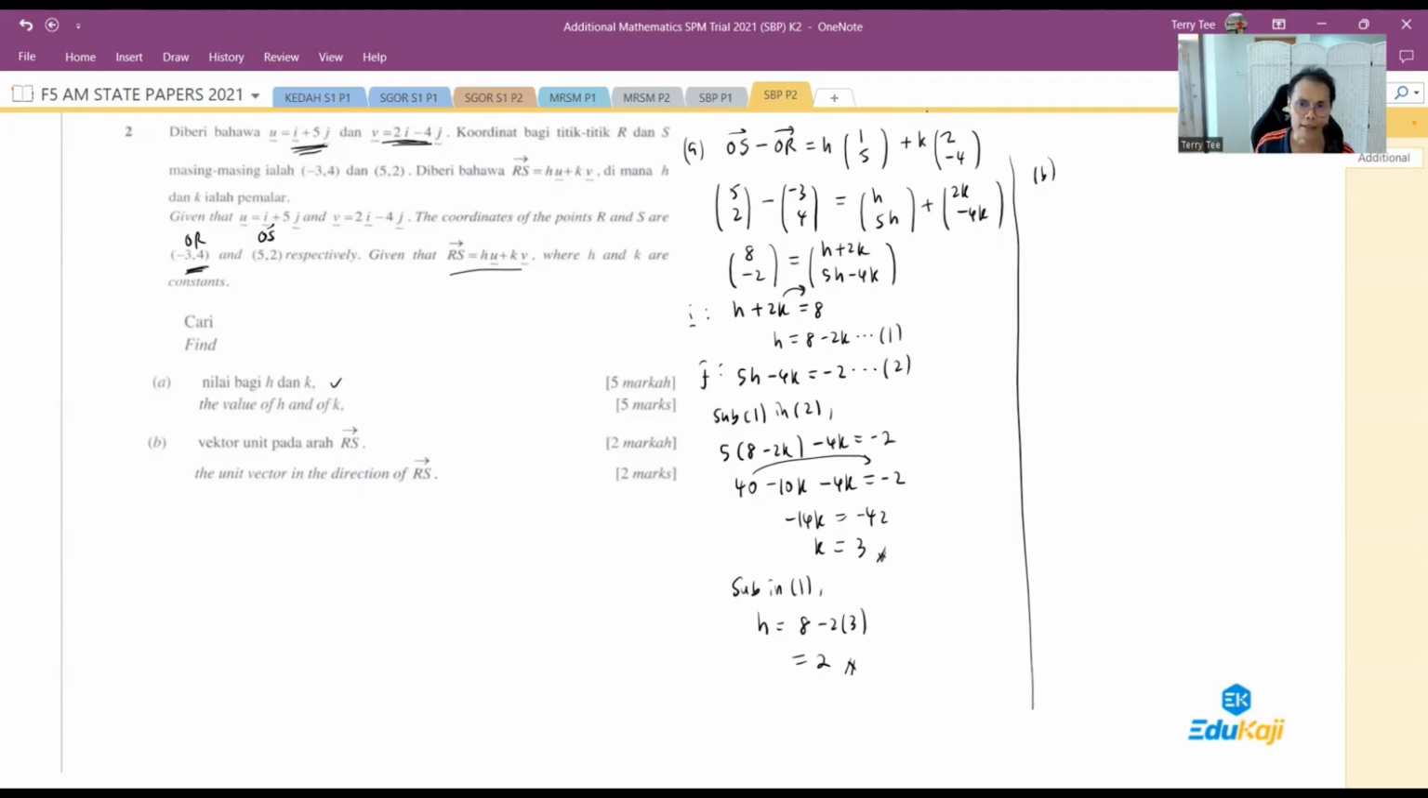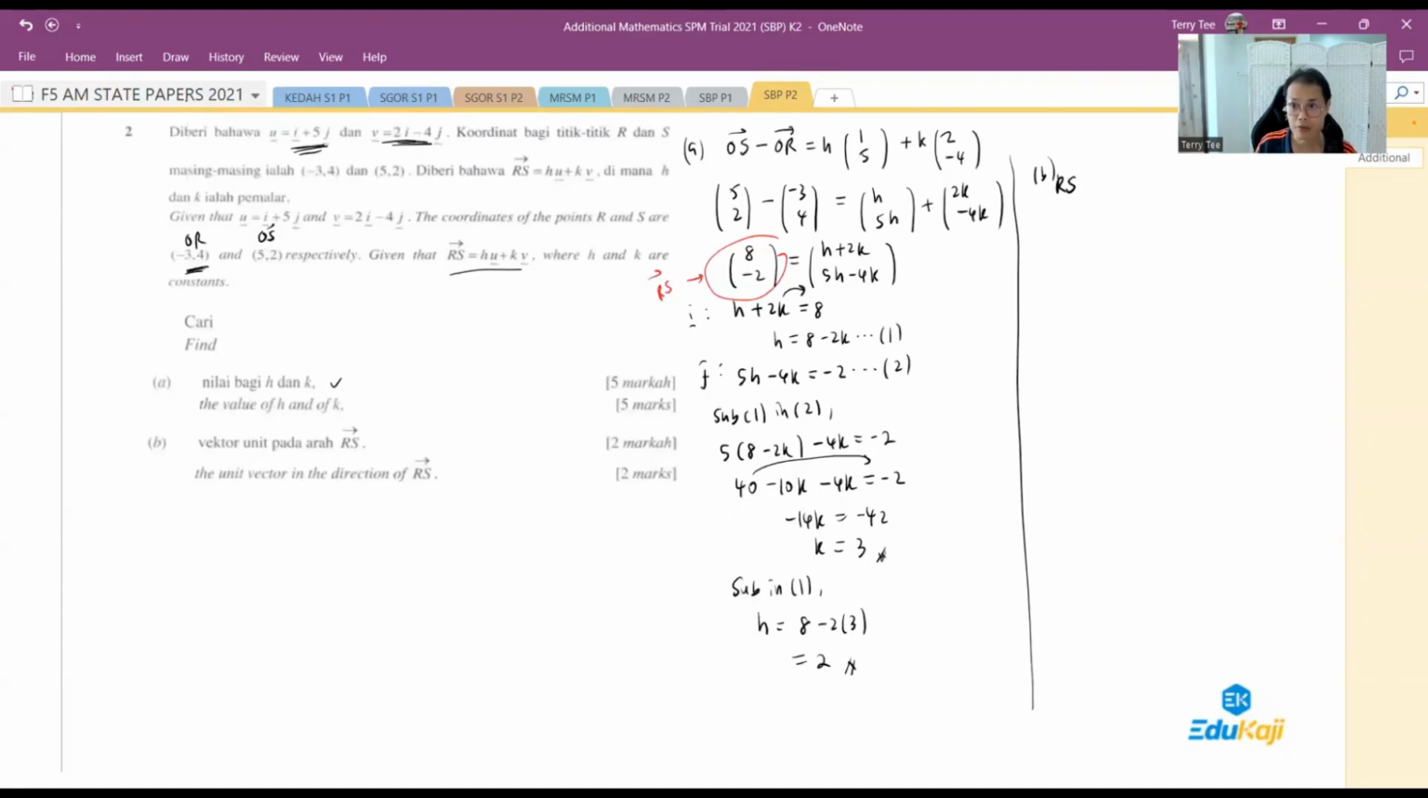Okay, now that I know RS, actually your RS is this. This is your RS here. This one. Yeah. To find the unit vector, I have two different ways to show you. Now, a lot of people would just use the standard method.